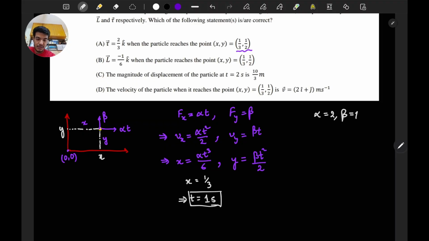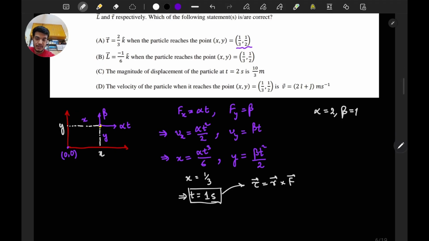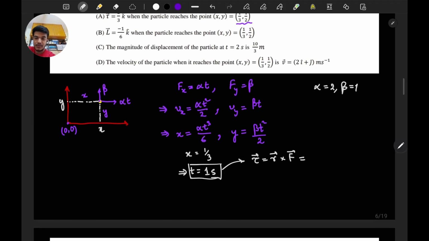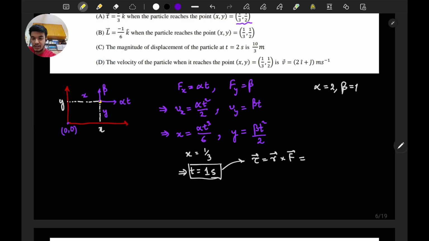So at t equal to 1 second, we need to find the torque. What is torque? Torque is basically r cross F. Am I right? It's r cross F. So if I take k cap here, which is out of the plane, then the torque for this force, this x component Fx, would be Fx times y minus k cap, so it will be inside the plane, Fx y minus k cap, and plus Fy x k cap, right?